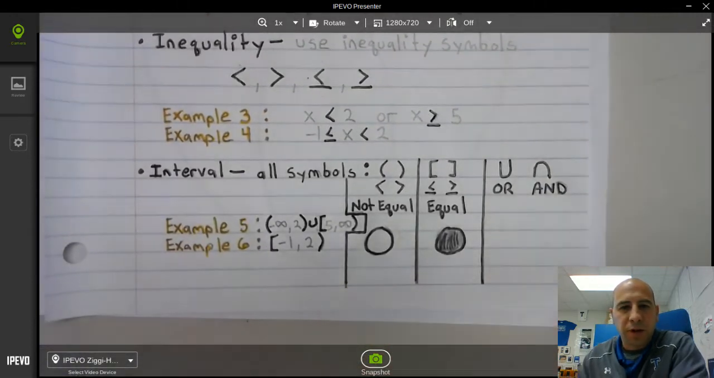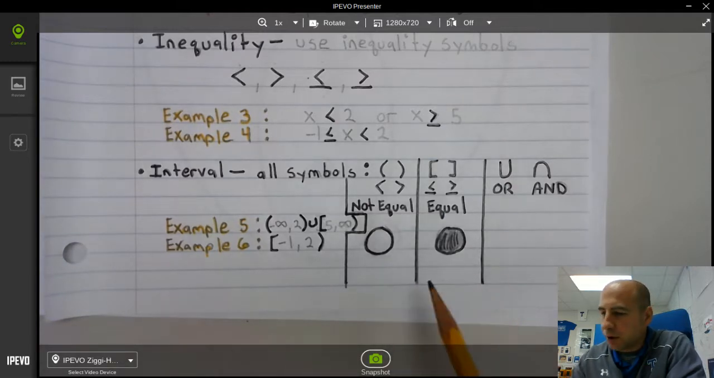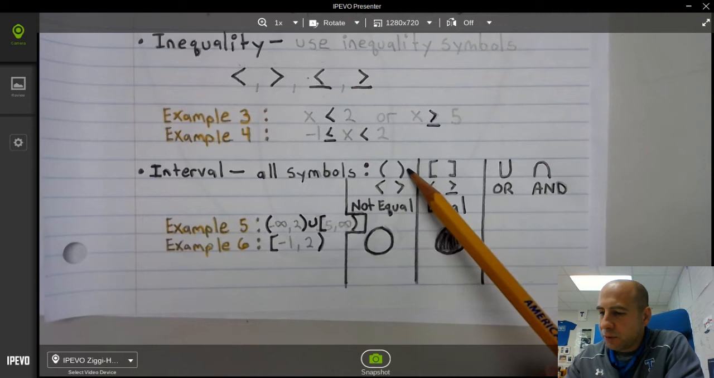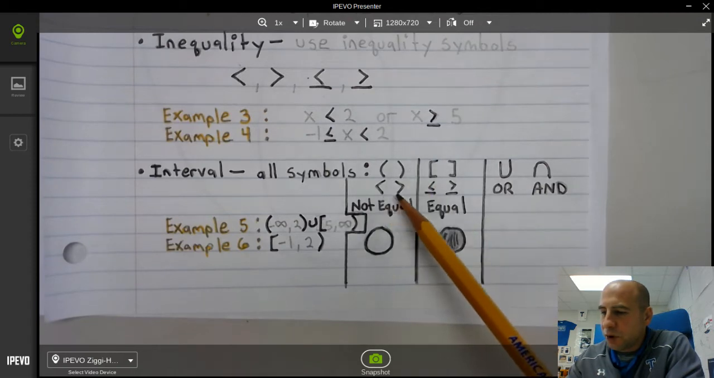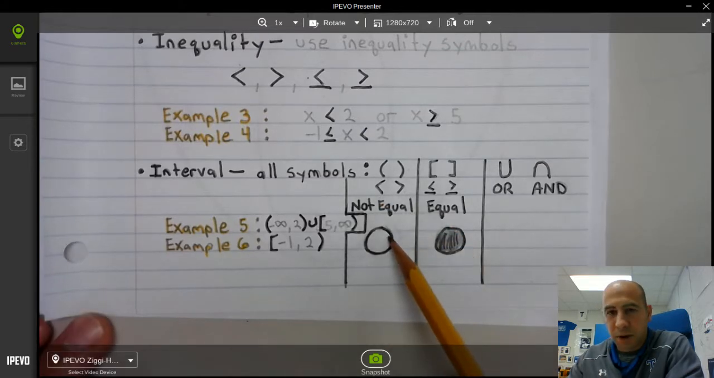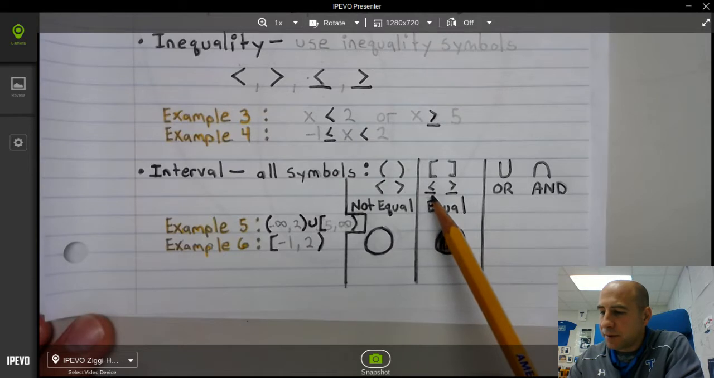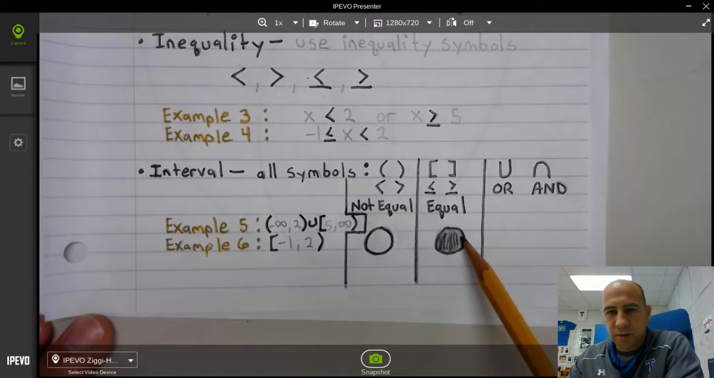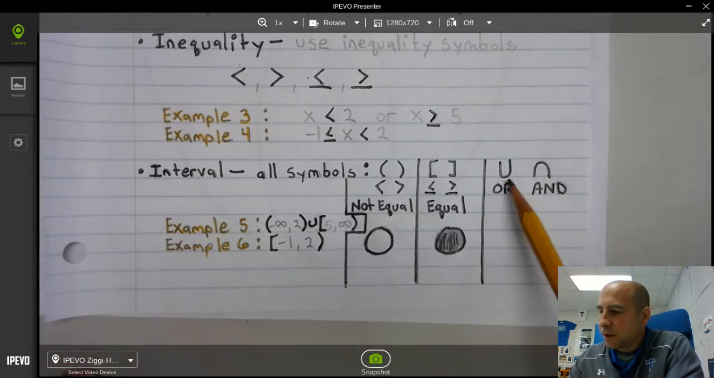All right, so last we have interval notation, which is all symbols, okay? And I've kind of broken them up into 3 sections. When you have parentheses, you use no line underneath the inequalities, and these mean not equal, which is an open circle. Now, if you use brackets, that means equal, which means you have the line underneath the inequality, and it's a solid dot, or a filled dot. This means or, and that means and, okay?